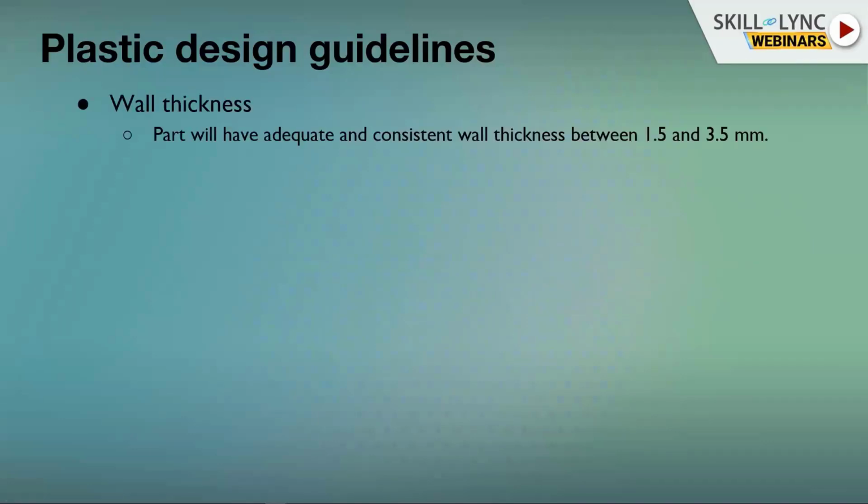I will go through some of the plastic design guidelines and why we consider these guidelines in designing a plastic part. At first, we check the wall thickness. Now, the part wall thickness has to be adequate and it should be consistent. The thickness varies from 1.5 to 3.5 millimeters, depending upon the application or the requirement.